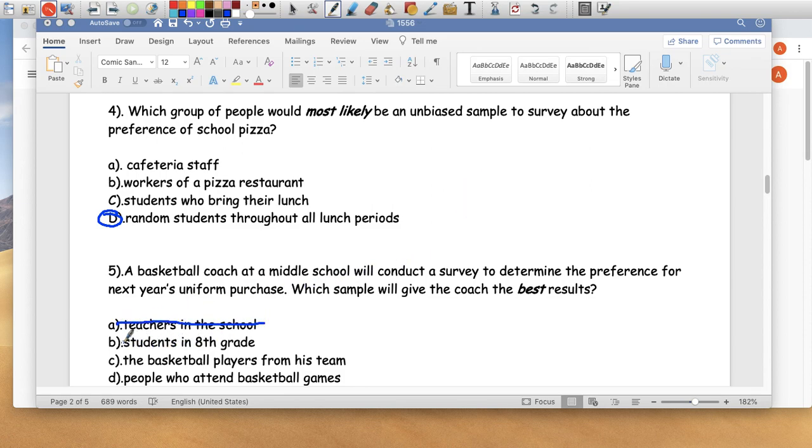Students in the 8th grade, definitely not, because what about the 7th grade and the 6th grade? The basketball players from his team and the people who attend basketball games. So this one, it would be the basketball players from his team, right? Because it's next year's uniform, and the only people that are wearing the uniform would be the basketball players. Okay.